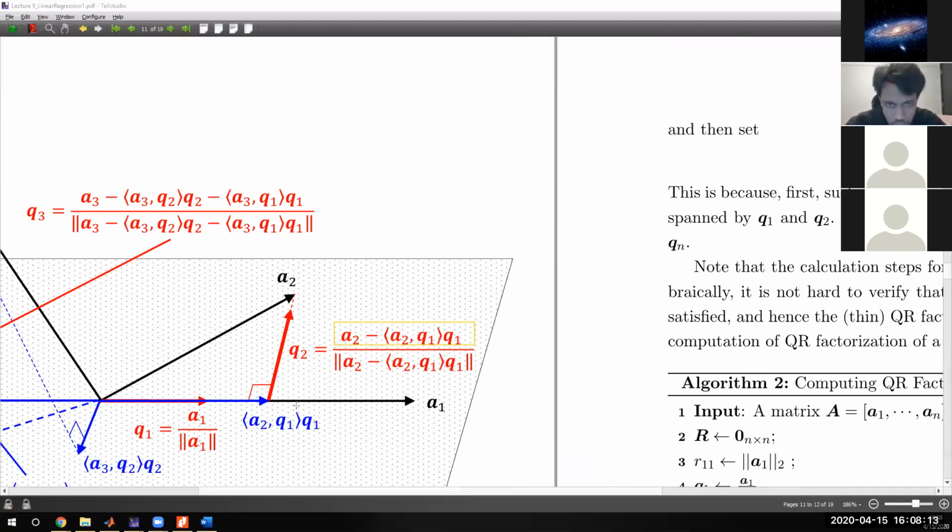Get the point? Any questions? Please understand this point very, very clearly. This is extremely important. Please stop me if you do not understand here. I can repeat it. Any questions here? No? Okay, very good. Now we can go to Q3.